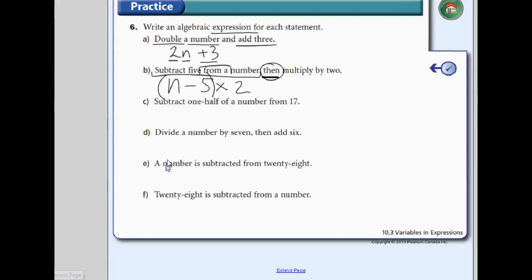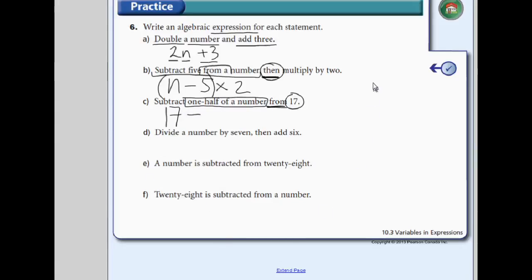Let's move on to C. Subtract 1/2 of a number from 17. Well, I'm seeing that I'm subtracting a number from something. So I know this 17 has to come in the beginning because I'm going to take everything away from that 17. So whatever I'm taking away is taken away from the 17. How much am I subtracting? I'm subtracting 1/2 of a number.